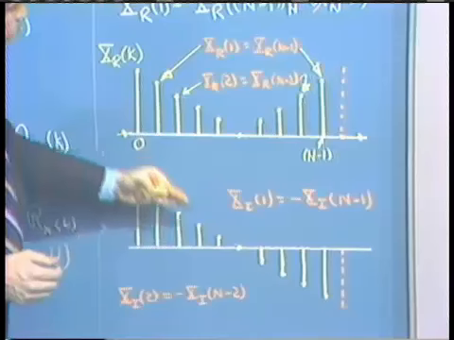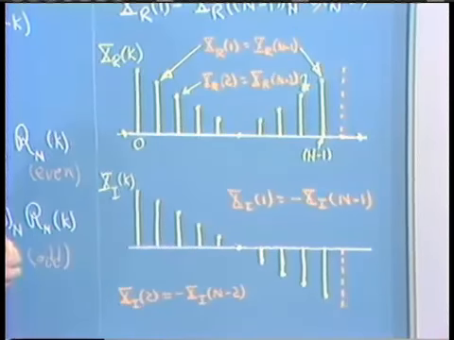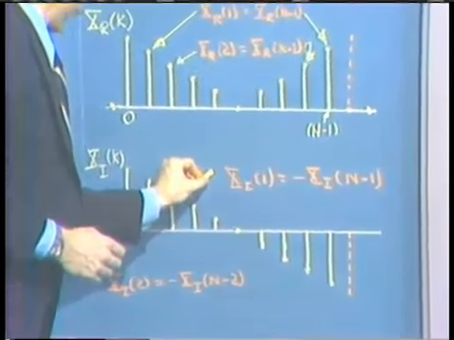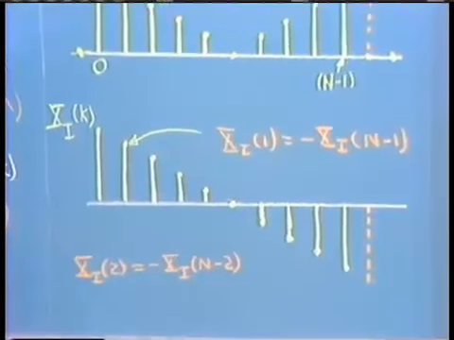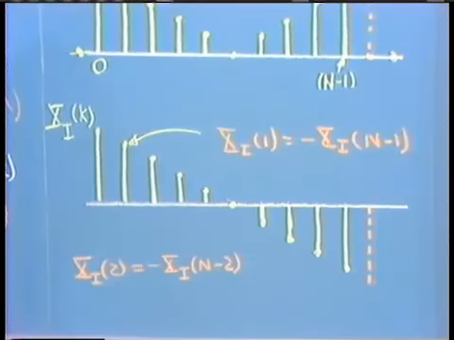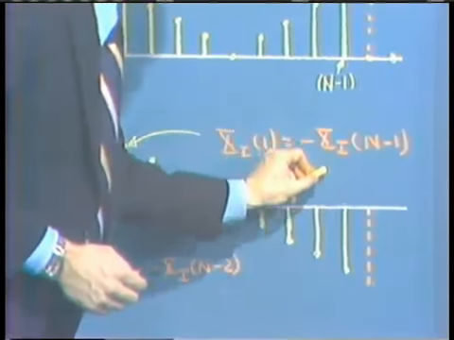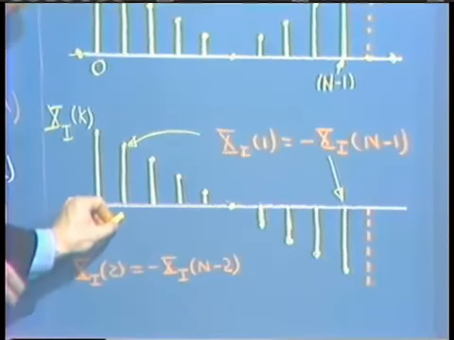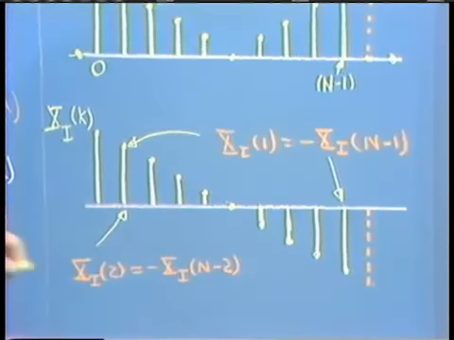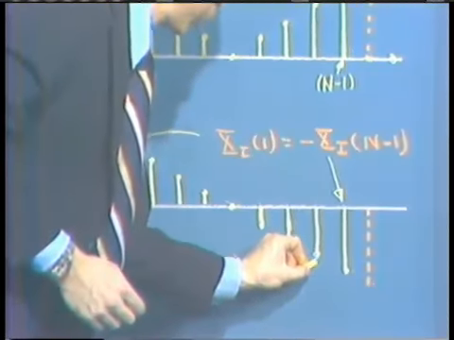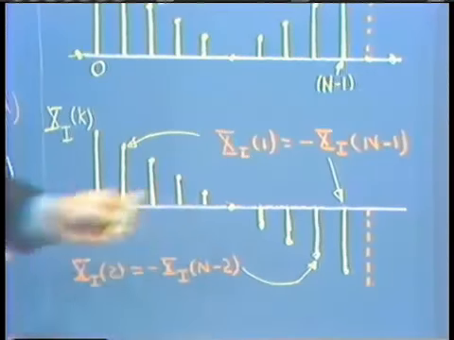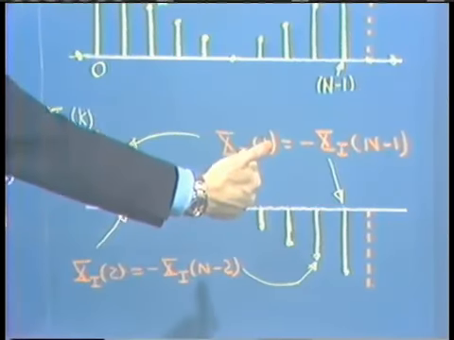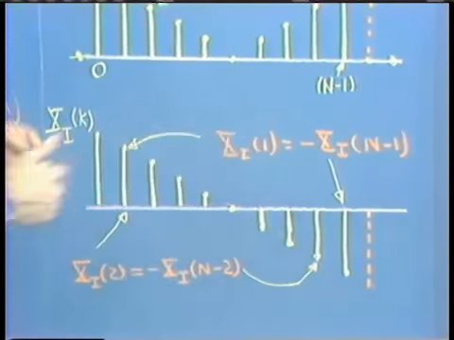All right, so the corresponding symmetry for the imaginary part says that if we look at the imaginary part at n equals 1, then that's equal to minus the imaginary part at capital N minus 1. If we look at the imaginary part at n equals 2, then that's equal to minus the imaginary part at capital N minus 2. In other words, there is an anti-symmetry as we look at the imaginary part coming in from both ends of the period.